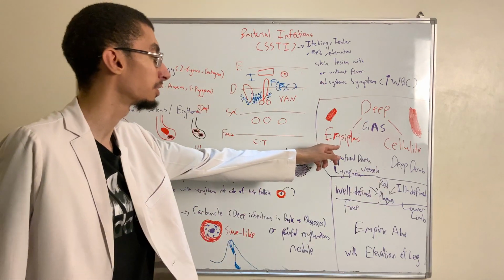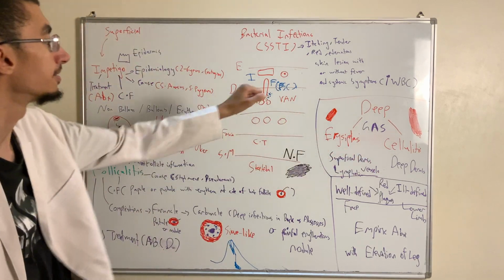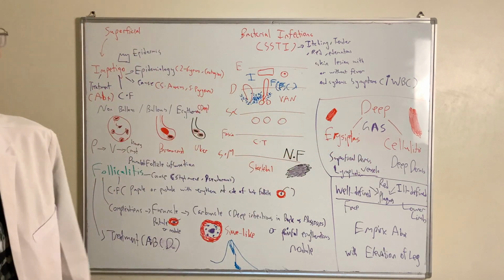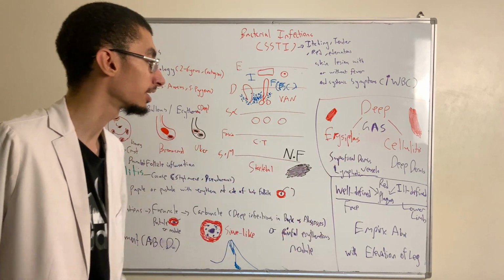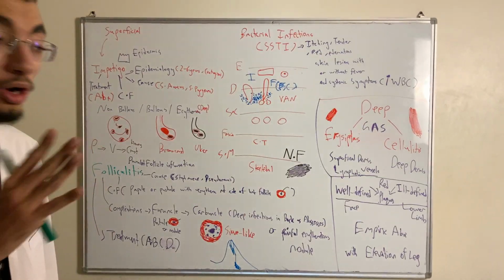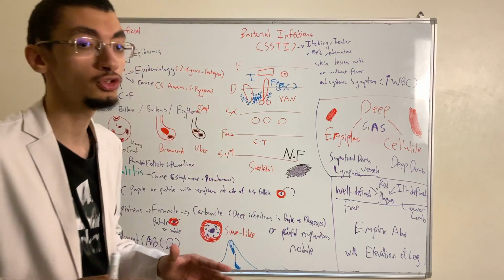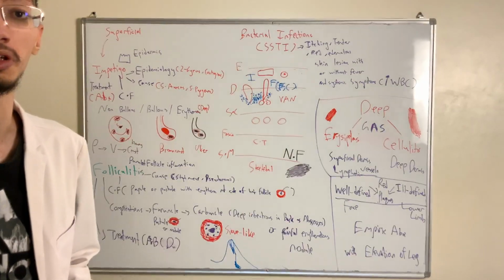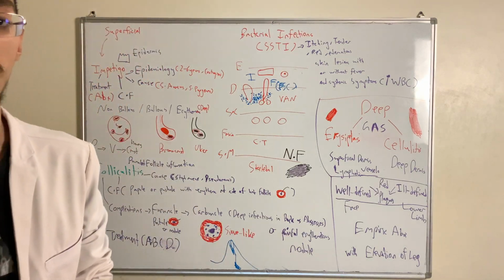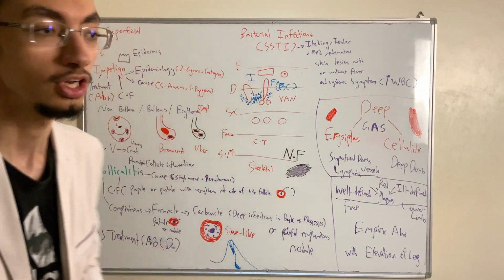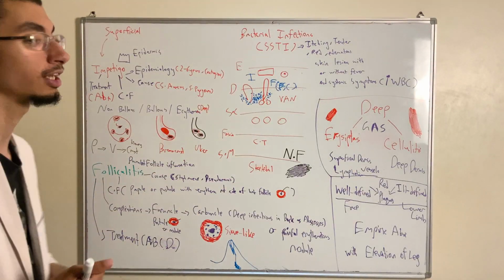Which are erysipelas, cellulitis, and finally necrotizing fasciitis. Now, let's talk about erysipelas and cellulitis, alright? When I talk about these two conditions, they're very, very similar. Both of them are very similar, but the difference is in their clinical presentation and their causative agents. So let's talk about erysipelas and cellulitis together.